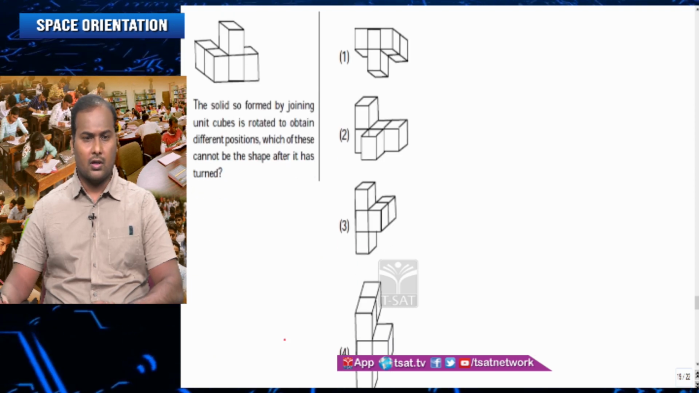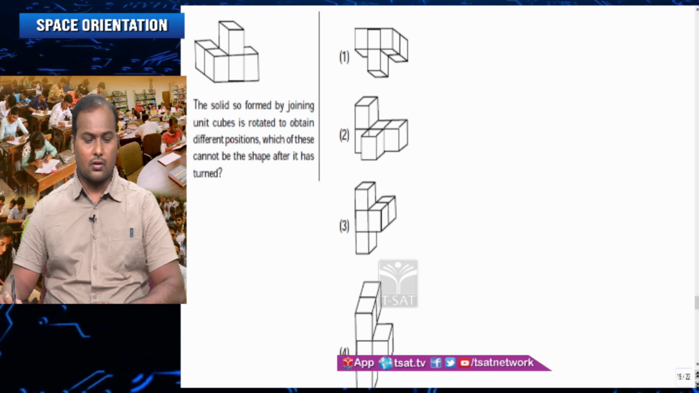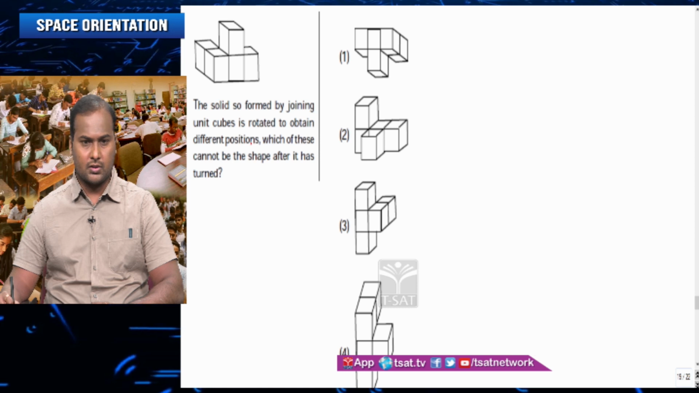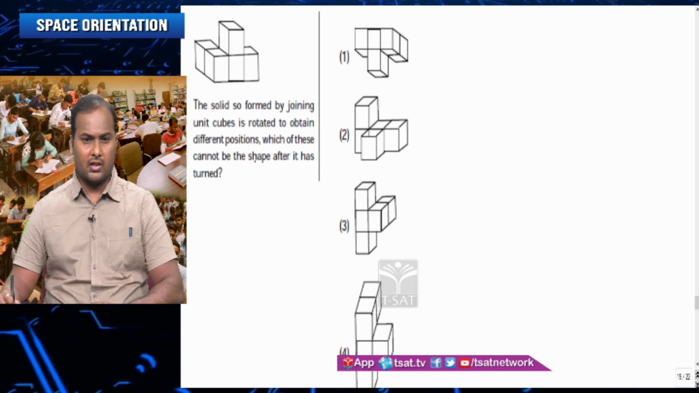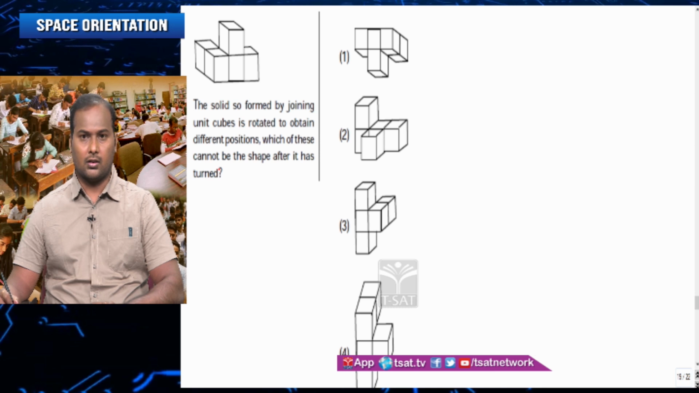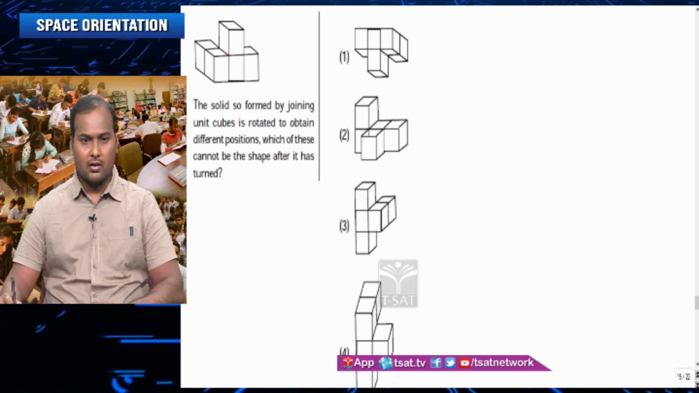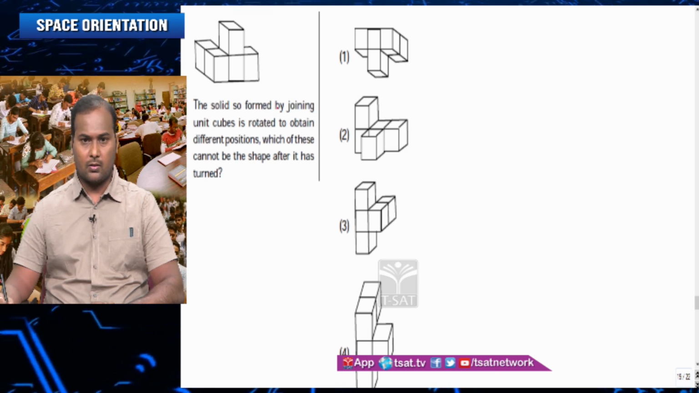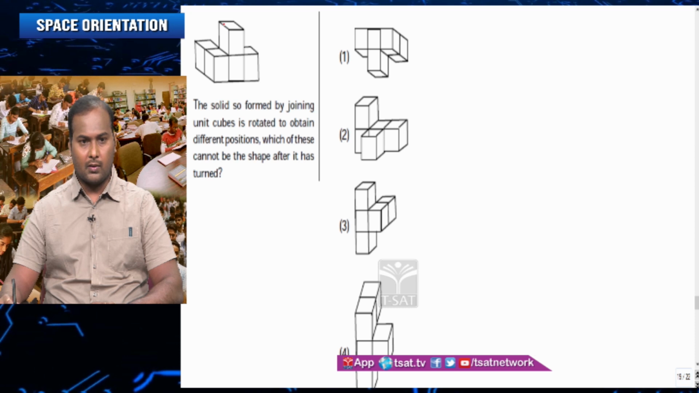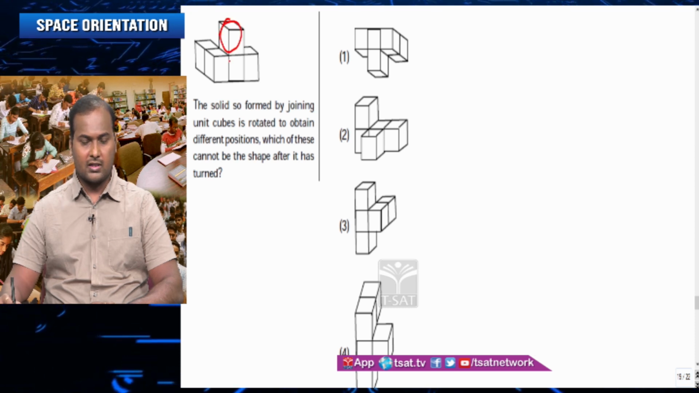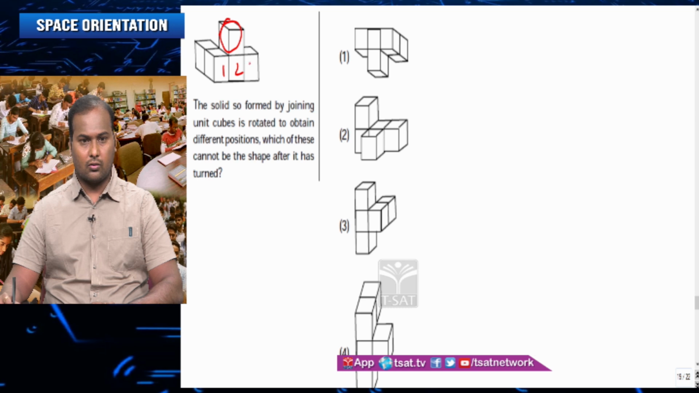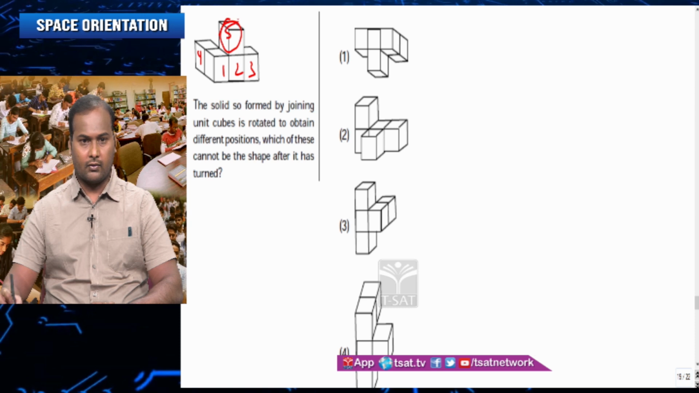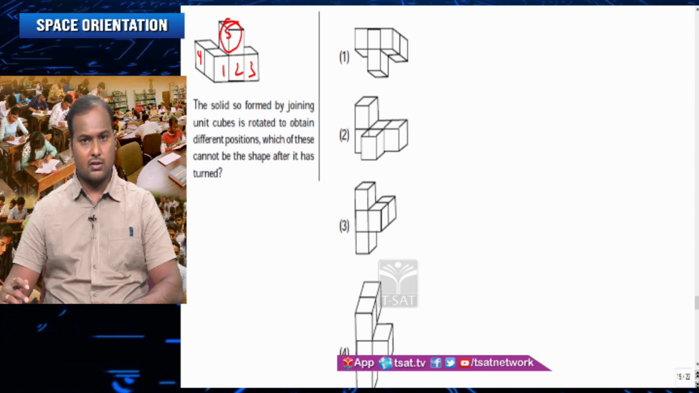See this question. Saying that the solid so formed by joining the unit cubes is rotated to obtain different positions. Which of these cannot be the shape after it has turned? So clearly see the image. If I turn it into another shape, which one is possible and which one is not possible? So in this case you try to remember this upward position. That is a clue for us, because here 1, 2, 3 here and then followed by 4. So 4 on one line, the fifth one is on the top. So based on this we will check it.